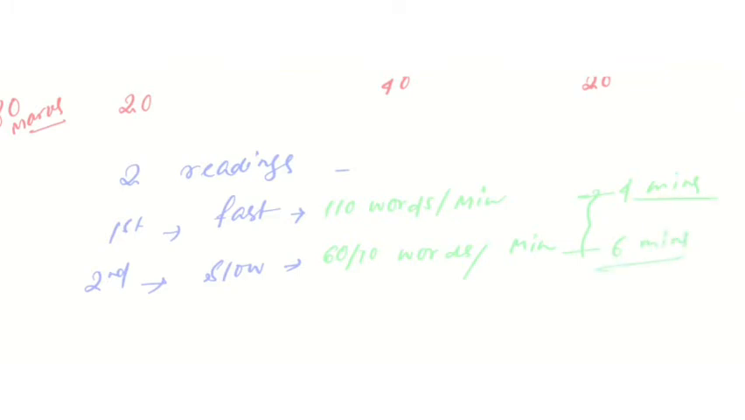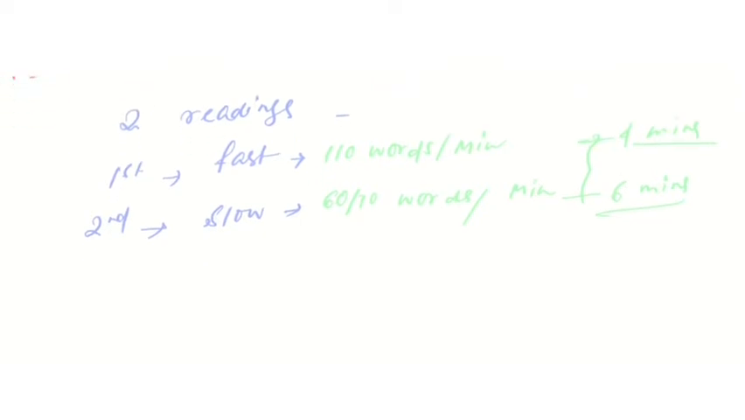So 10 minutes you should give to read the passage so that you can understand it, because comprehension means the ability to read and write. But what do you have to do? Read, understand and write. These three things are required. Now how to deal with this?